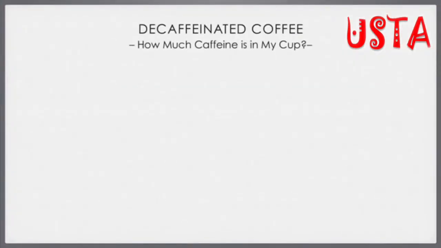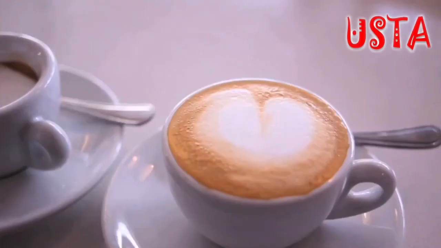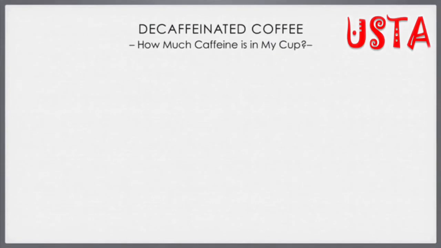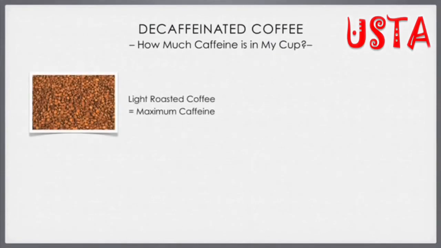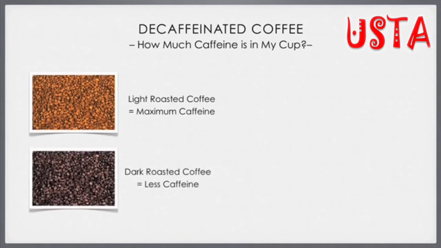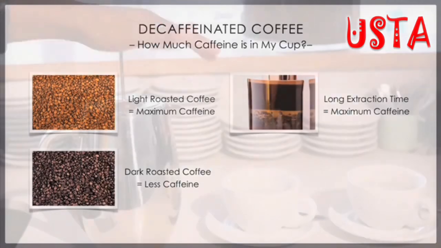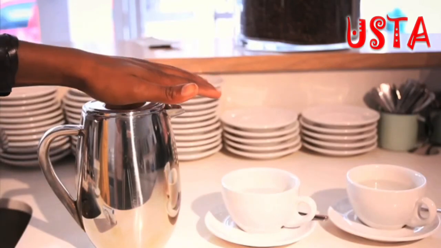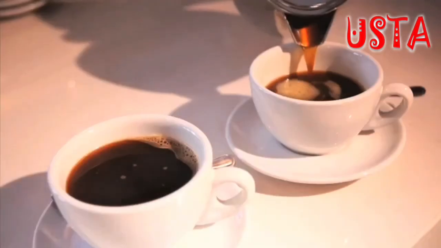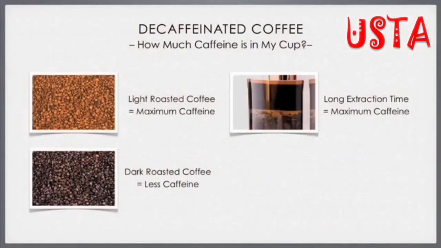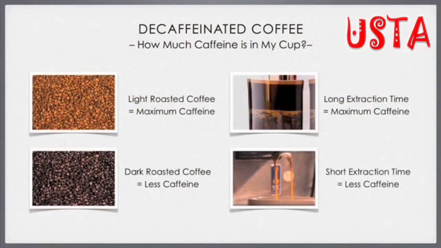The other question that you often may be asked is the amount of caffeine found in a cup of coffee. A good rule of thumb to follow is that light roasted coffee has the maximum caffeine, while dark roasted coffee has less caffeine. Also, the longer the extraction time, the more caffeine will be found in the cup. So, the use of a plunger method, which has a long extraction time, has more caffeine, while the use of the espresso machine, which is a short extraction time, has less caffeine.